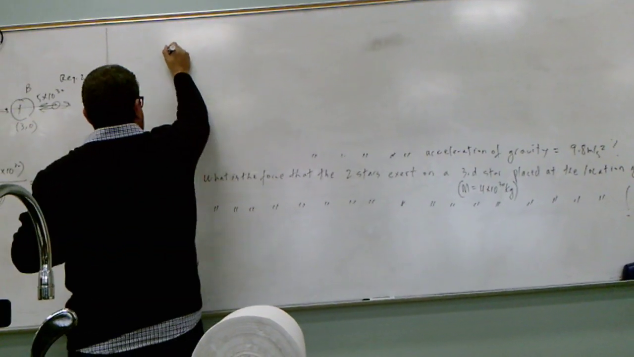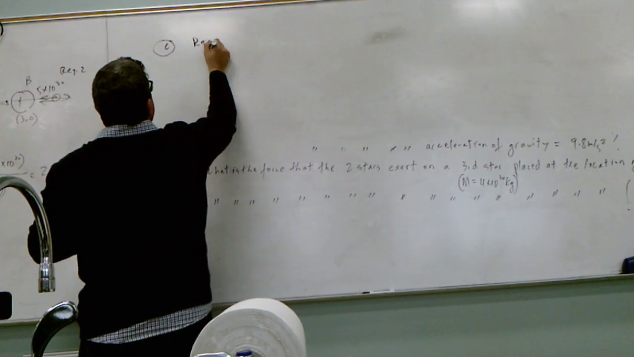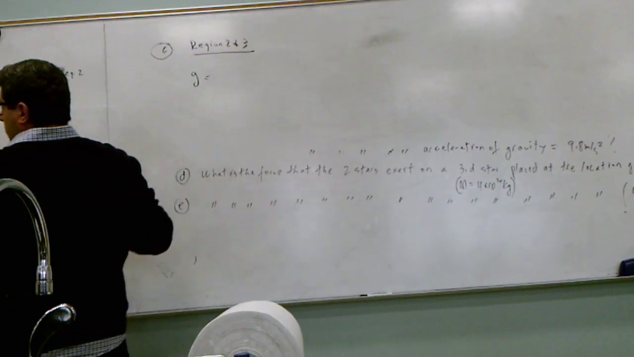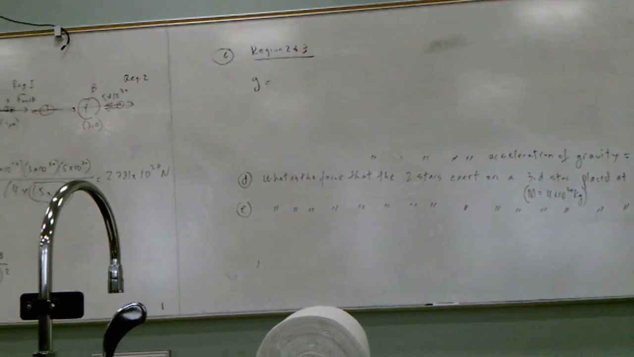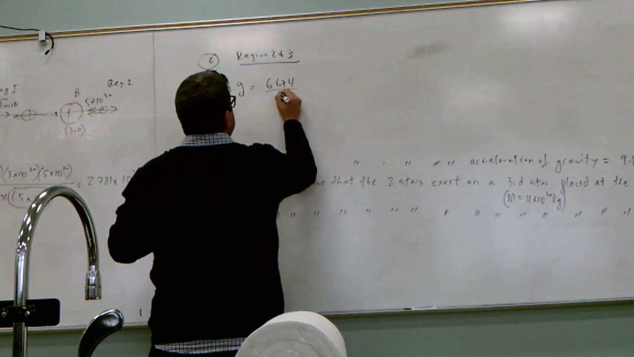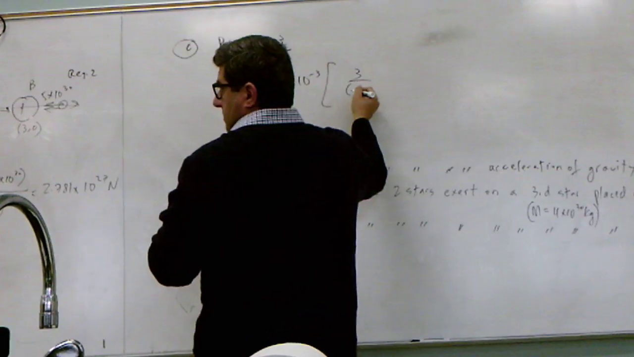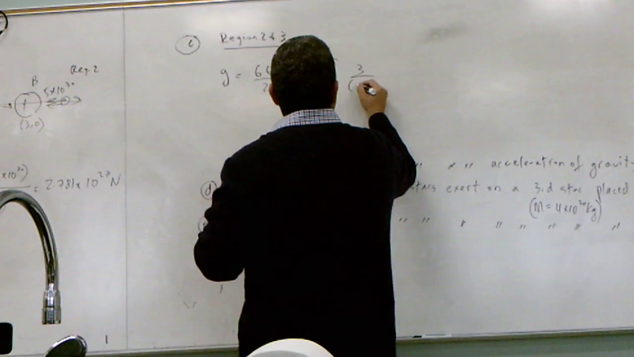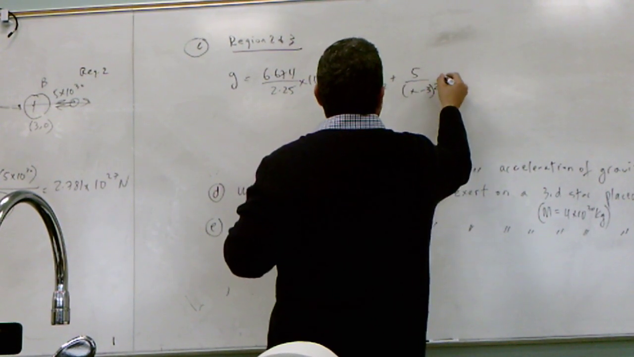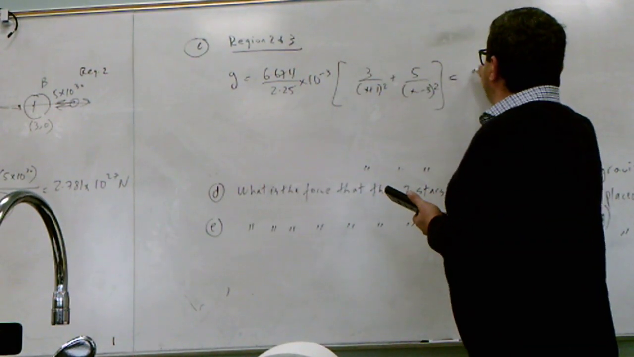So then we're going to say C, region 2 and 3. So then you're going to say G is equal to, it's pretty much going to be the same equation, 6.674 over 2.25 times 10 to the minus 3 over x plus 1 squared plus 5 over x minus 3 squared. So now you see it's added instead of subtracted. And that's equal to 9.8.